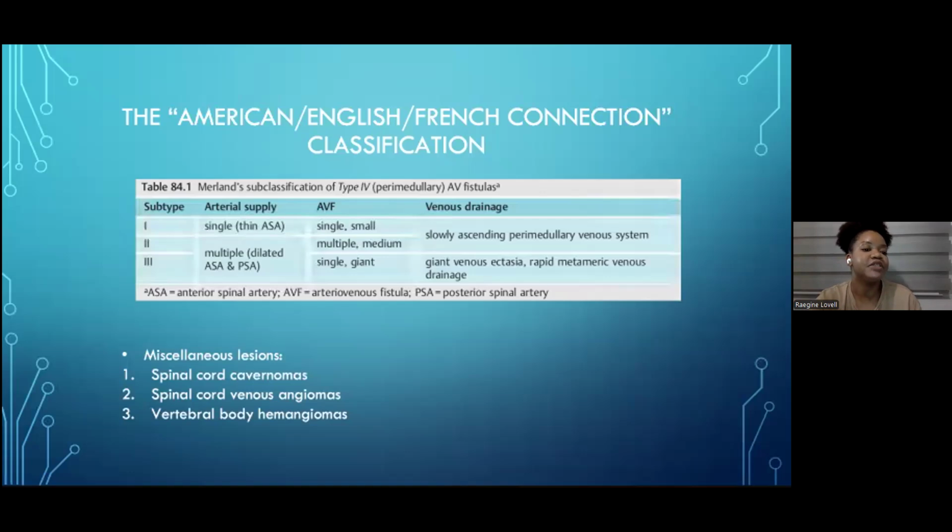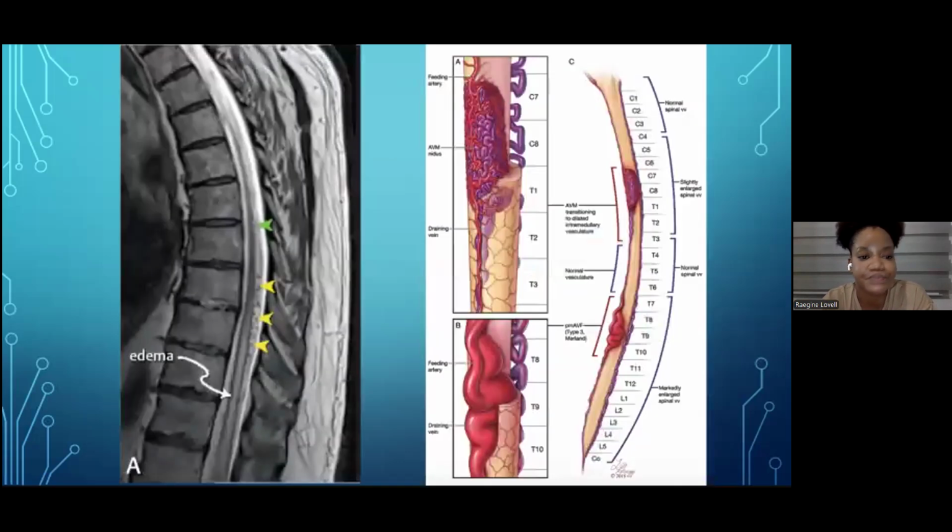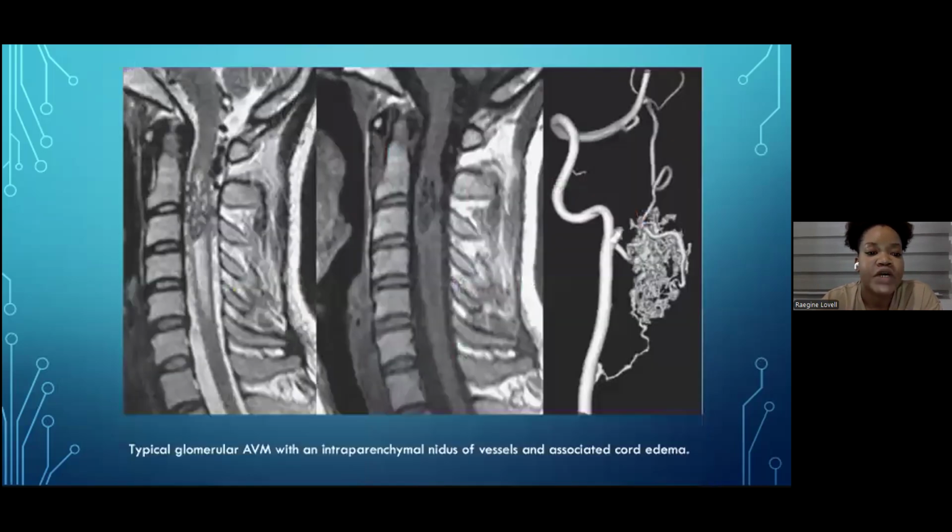In addition, there are miscellaneous lesions, so spinal cord cavernomas, spinal cord venous angiomas, and vertebral body hemangiomas. As I was speaking about before, the MRI on the left just shows a dural AVM with spinal cord edema pointed out with the white arrow, and flow voids pointed out by the yellow arrows, as well as serpiginous vessels, which is not very clear in the image. This MRI shows a typical glomus, so type 2 AVM.